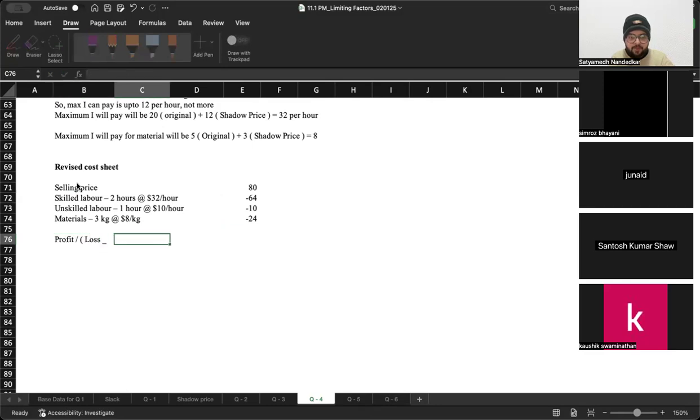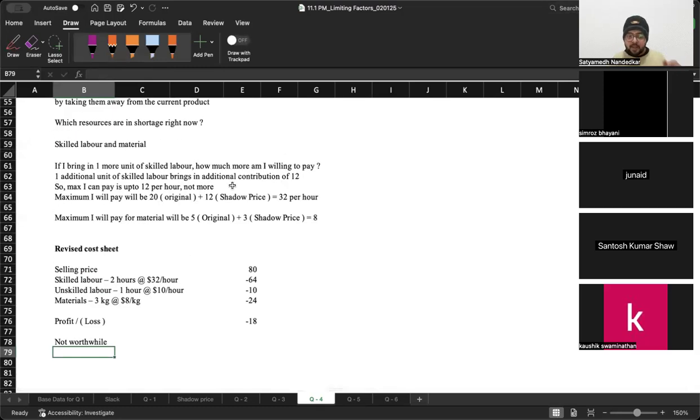What is the profit slash loss? Okay. What is the profit slash loss? 80 minus 64 minus 10 minus 24 is minus 18. Again, that means not worthwhile. Making this product is resulting in a loss. And why is it resulting in a loss? Normally अगर आपके पास like unskilled labor में you see there was unused capacity, so we didn't have a problem. But in skilled labor and material there was no unused capacity. वो limited proportion में ही था वो resource. So if you are bringing in one more unit of that resource, how much additional cost you have to pay?